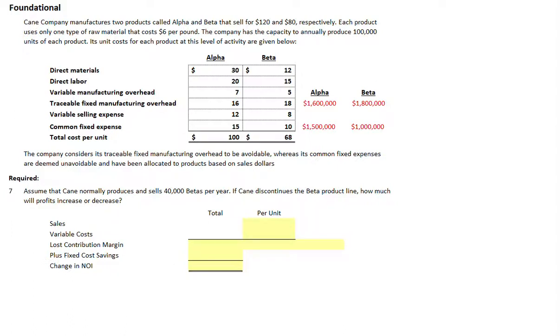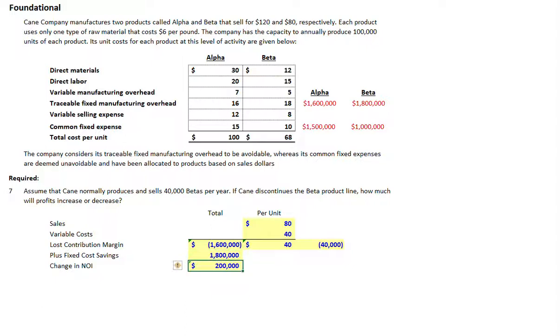What if, on the other hand, we were producing and selling 40,000 betas per year? What would happen to our profits if we discontinued the beta product line? Well, again, we'd lose the 40,000 units of sales at a selling price of $80 per beta, variable cost of $40, so we lose our contribution margin, a total of $1.6 million, but we will have a savings in fixed cost. We're going to save the $1.8 million in traceable fixed manufacturing overhead. So overall, we would be better off by $200,000.